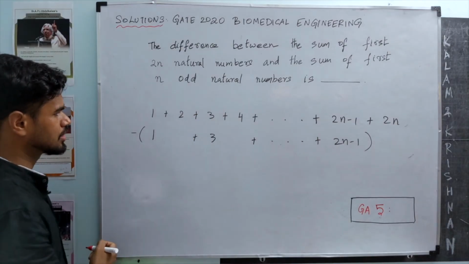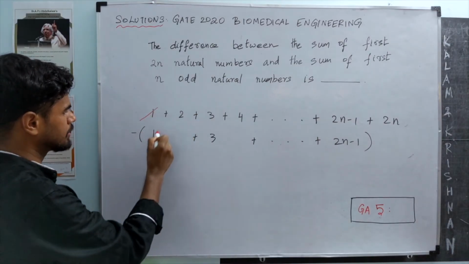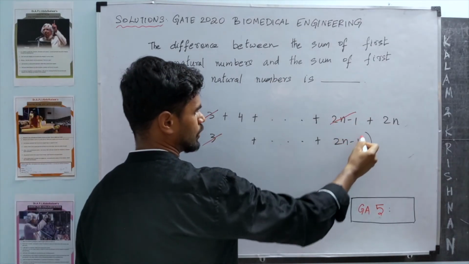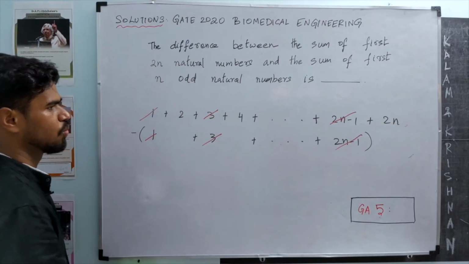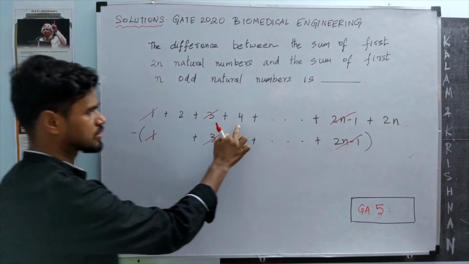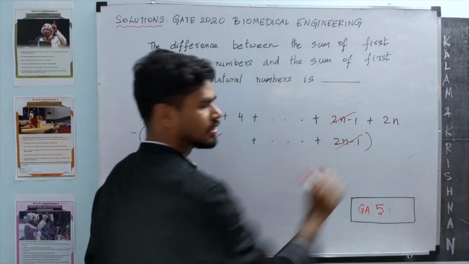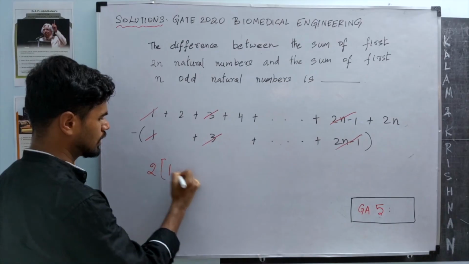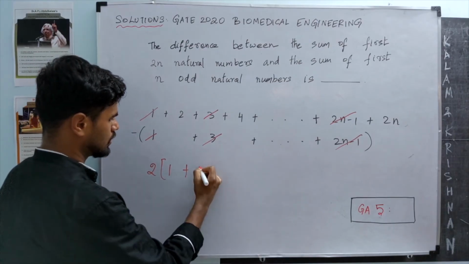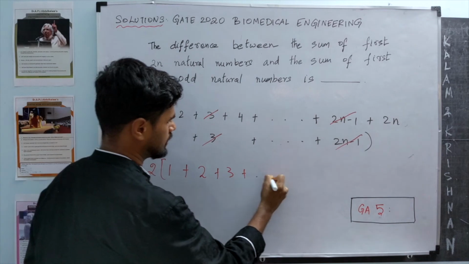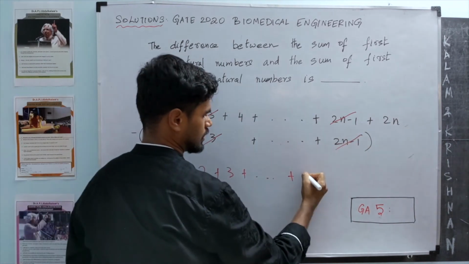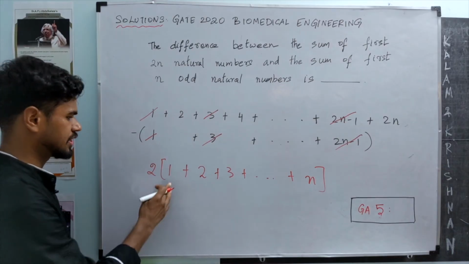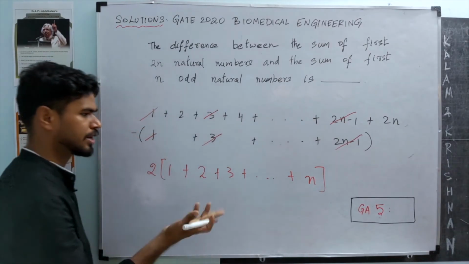So when we take the difference between the two, of course the following terms cancel: 1, 3, 3, 5, 5. Similarly 2n minus 1, 2n minus 1. So what we are left with is 2 plus 4 plus 6 till 2n. Okay, that is 2 times (1 plus 2 plus 3 till n). Okay, so at this stage you could write this as n into n plus 1 by 2.